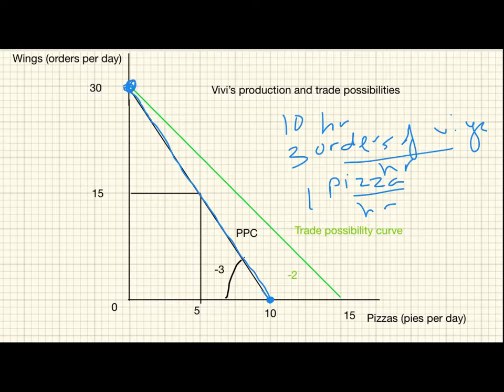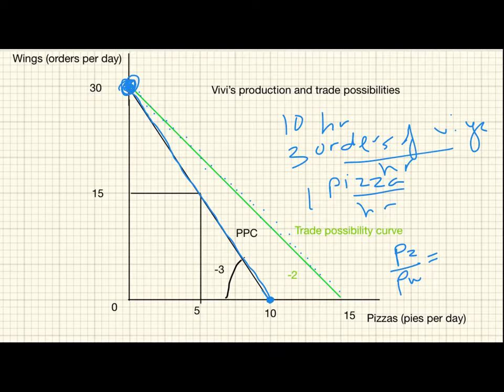But then to get the trade possibility, once you've deduced that Vivi is going to have a comparative advantage in wings, and we know specialization in the area of comparative advantage is the way to maximize well-being for the system, then you have to figure out the trade possibility curve. The trade possibility curve always is a line with the slope of the trading prices, which, by the way, are always the price of the good on the x-axis divided by the price of the good on the y-axis.